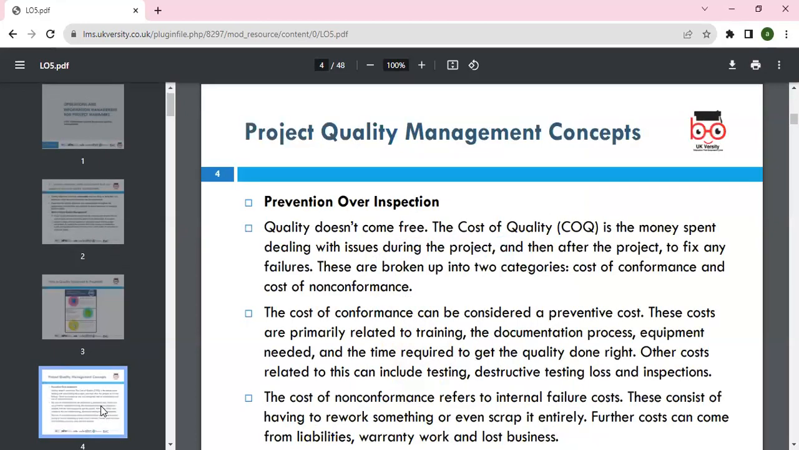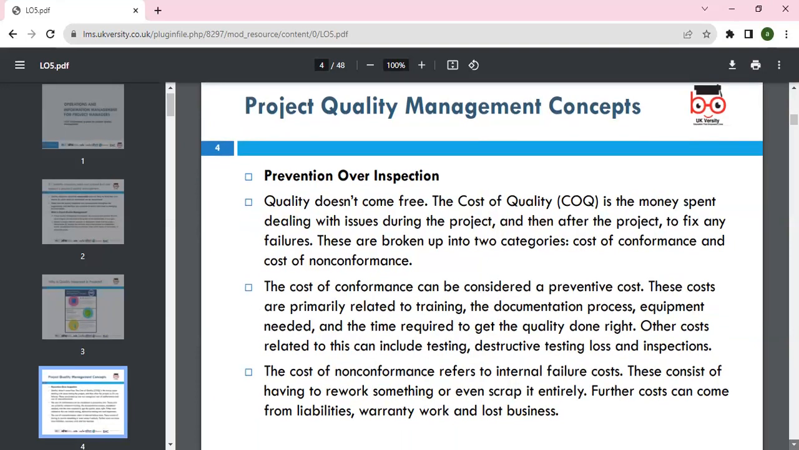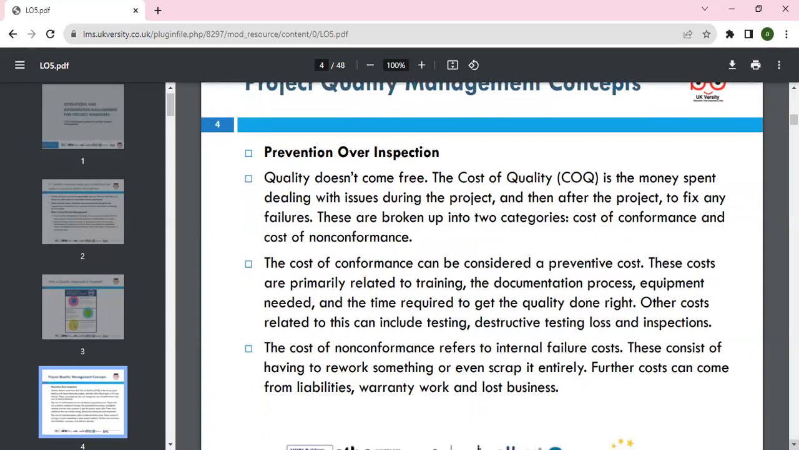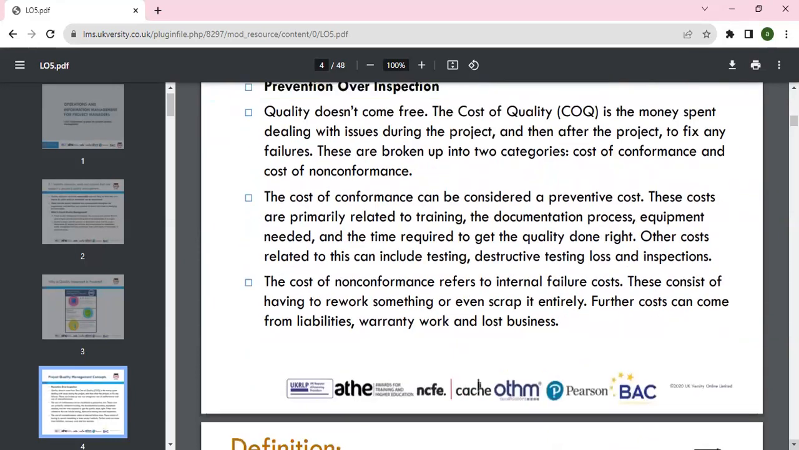So when we say project quality management concept, quality doesn't come free. There is the cost of quality, the money spent dealing with the issues in the project, and fixes. If we are training people, we expect quality service and fix any failure. The cost of conformance is considered the preventive cost. We need to make sure we prevent customer complaints, so why is this not happening. The cost of non-conformance refers to internal failure cost, which can be huge, in terms of millions. So what we are saying is the same thing we are doing, and we have documentary evidence.